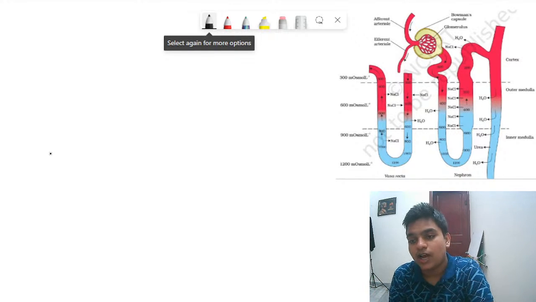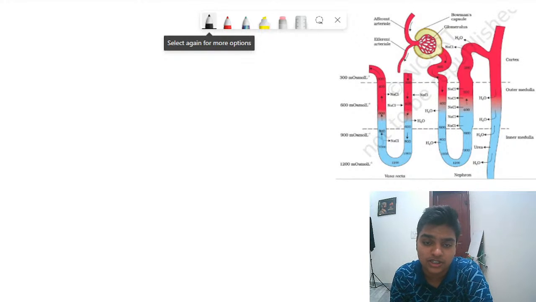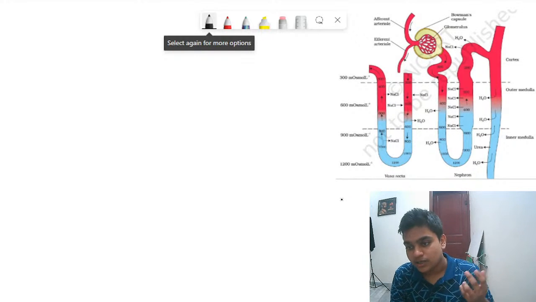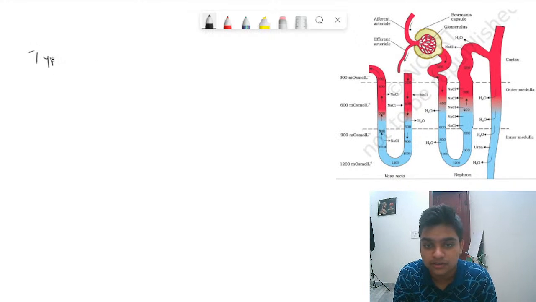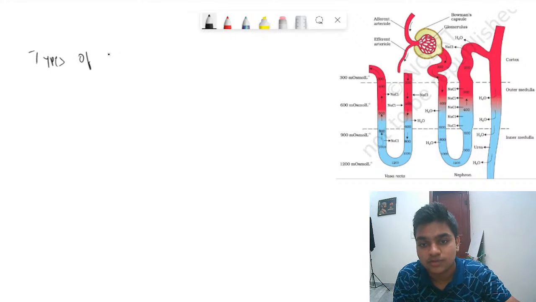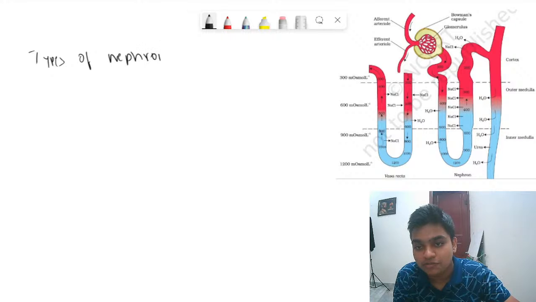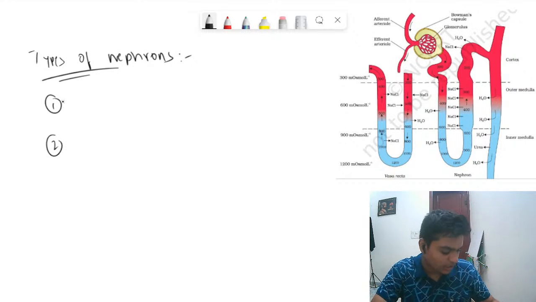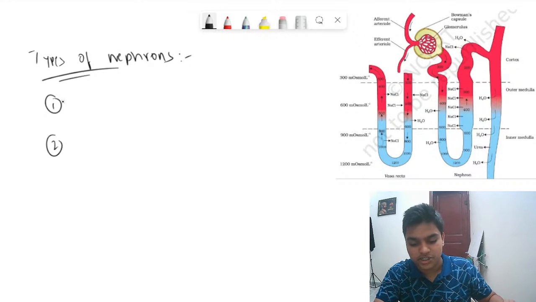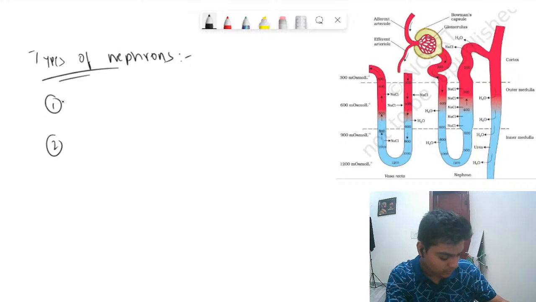I'm starting the lecture, and in today's lecture we will be discussing the mechanism of concentration of urine, guys. Before going into this topic, I have a small thing to discuss with you: the types of nephrons. I haven't discussed this yet. There are basically two types of nephrons, which are mentioned in our NCERT, based upon their location.